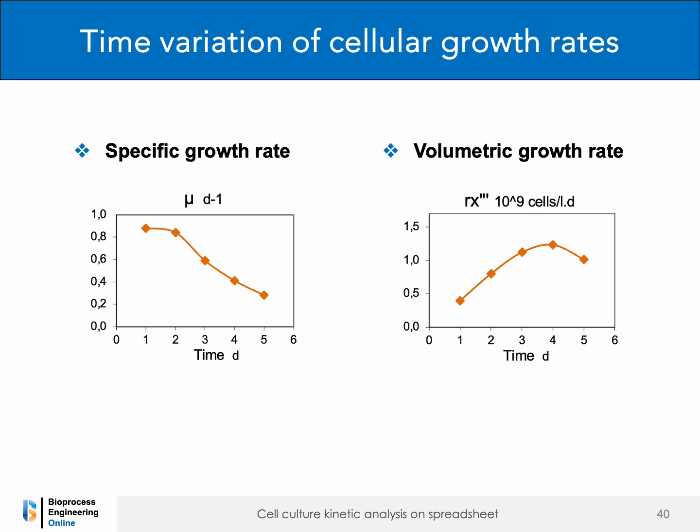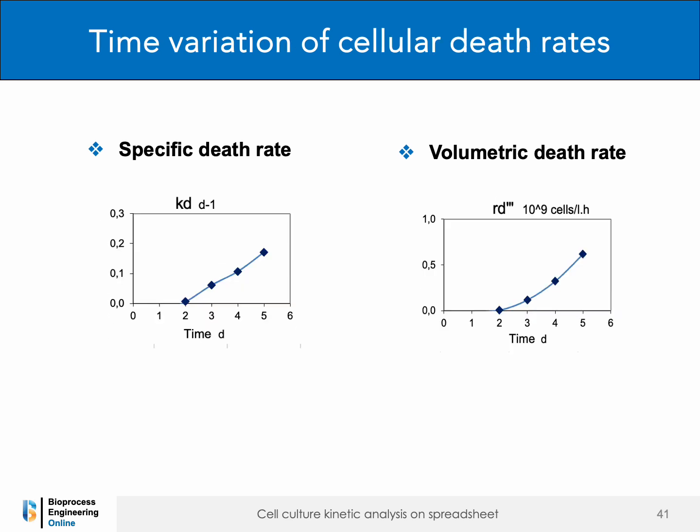Since the volumetric growth rate is the product of the specific growth rate and the viable cell density, this difference in trends can be attributed to the increasing concentration of viable cells during the first 4 days. The rise in cell density compensates for the decreasing specific growth rate, causing the volumetric rate to continue increasing before it starts to drop after reaching its maximum. CHO cell death rates are negligible during the first 2 days of culture. After this initial phase, both the specific death rate and the volumetric death rate progressively increase until the end of the culture.